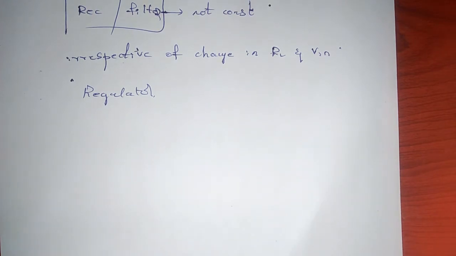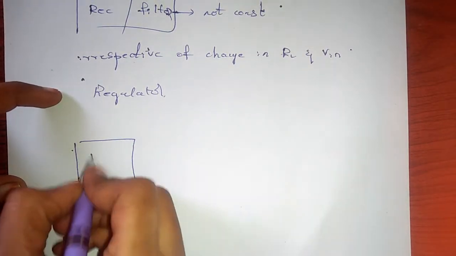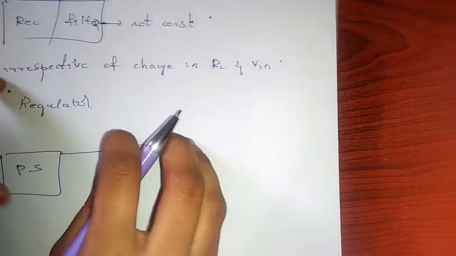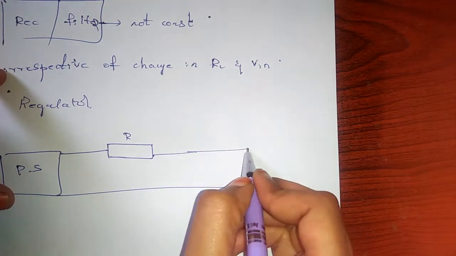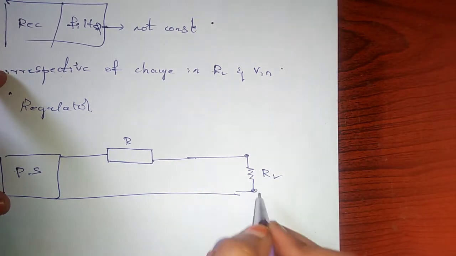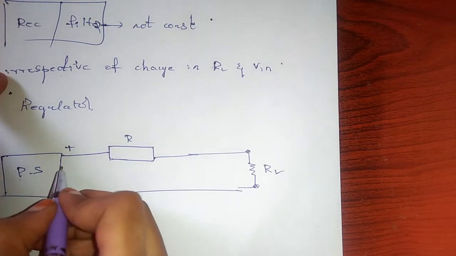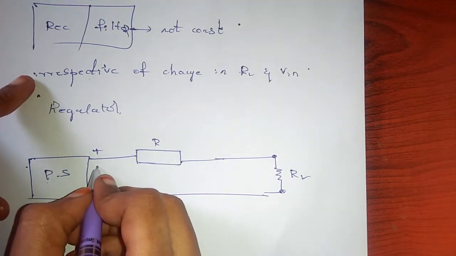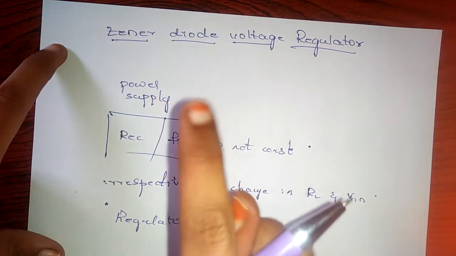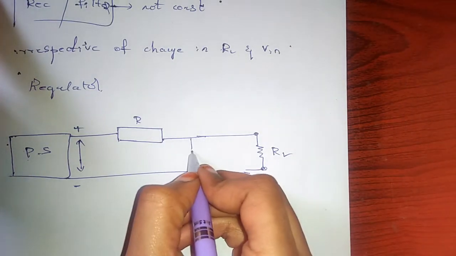So here we have a resistance R which is in series with the power supply. We have here the power supply where our R is in series, where we have the load RL in parallel with the power supply. So we have plus and minus output of this PS. So we are using a Zener diode which is reverse connected across the input and output.